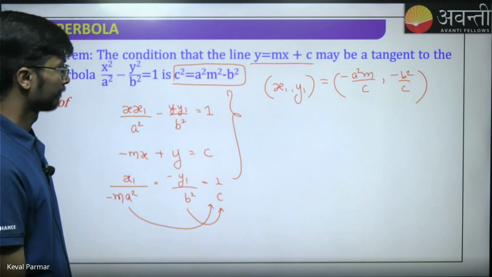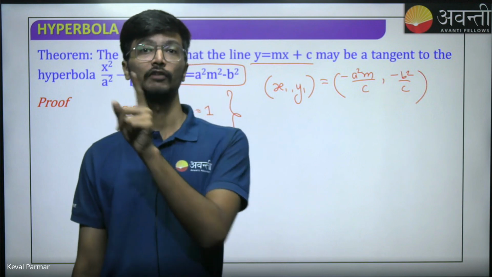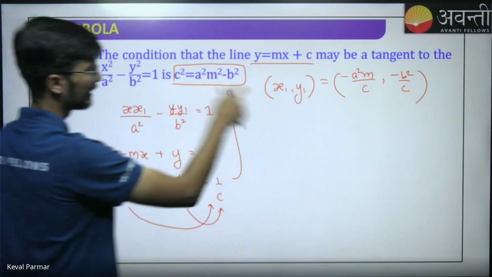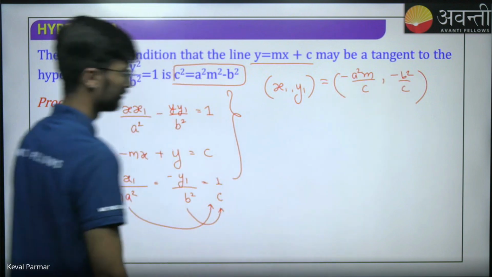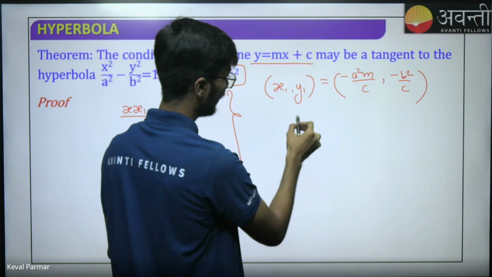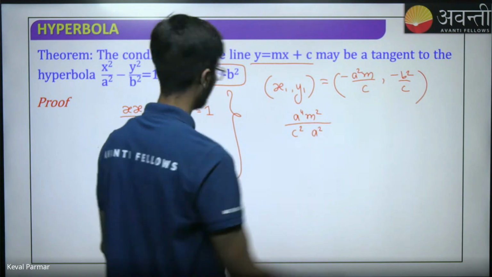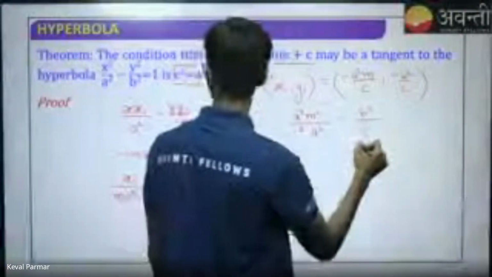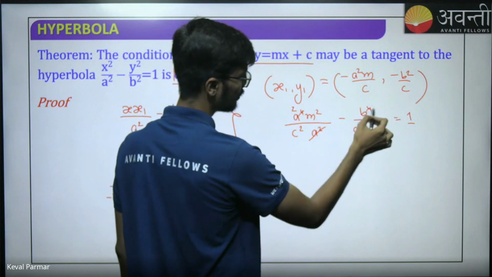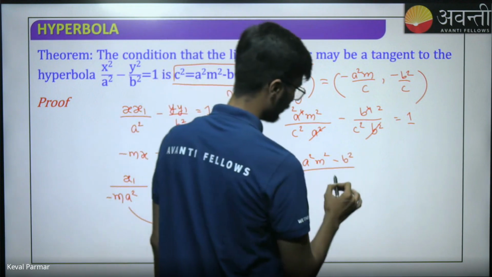So how do we prove this? We get the coordinates of this point, and these coordinates must satisfy the equation of hyperbola because they lie on the hyperbola. So let us substitute x1 and y1 here. So x1 will be replaced by this, right? And for y1 we'll substitute this. So x square upon a square, that means we'll get minus a, so it'll become a raised to 4 m square upon c square, minus b raised to 4 upon c square, b square is already there, equals 1. So here a square and b square, we can cancel out the power 2. So we'll get a square m square minus b square upon c square equals 1.